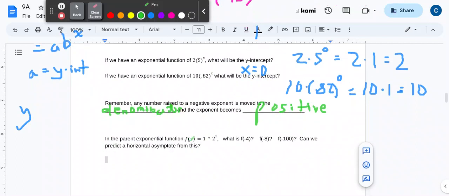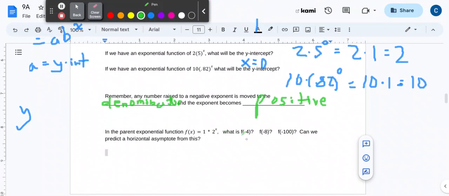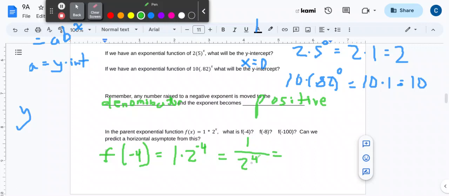So if we have the parent exponential function 1 times 2 to the x power, f of negative 4 is going to be 1 times 2 to the negative 4th power. Again, this 2 to the negative 4th power is going to go to the denominator, so we have 1 over 2 to the positive 4th power. So 1 over 2 to the 4th power is going to be 1/16.